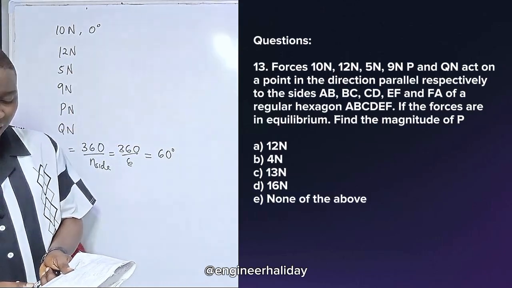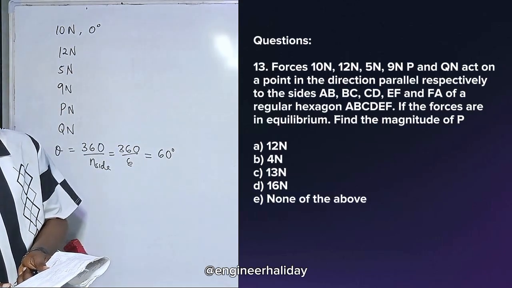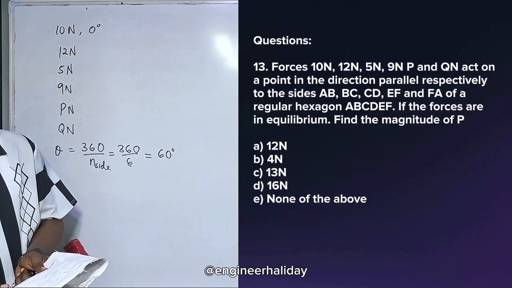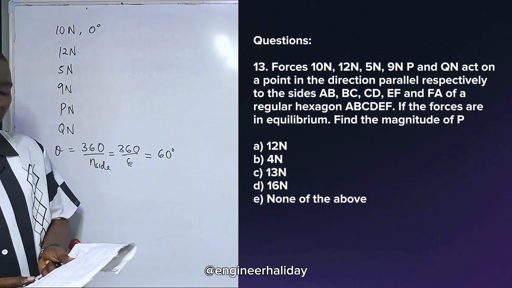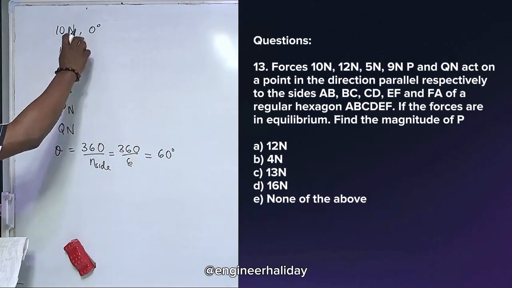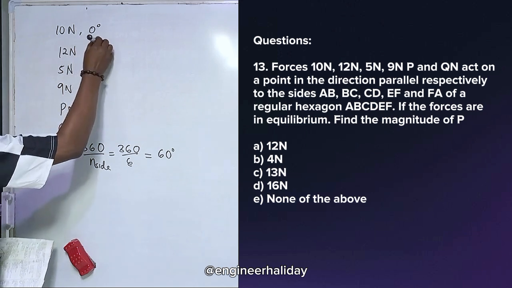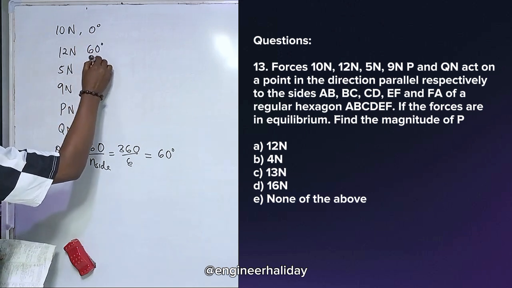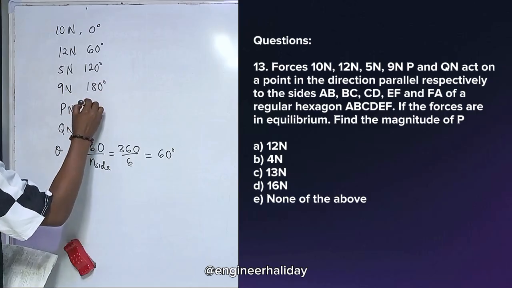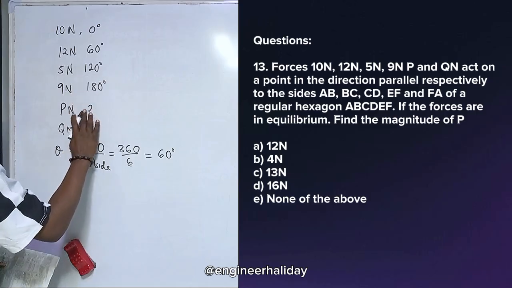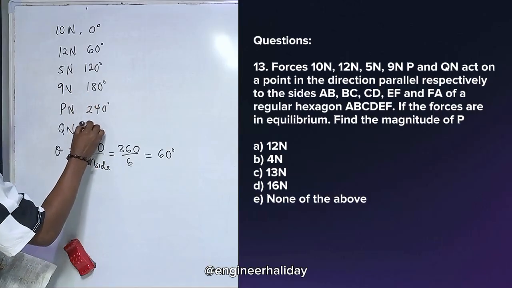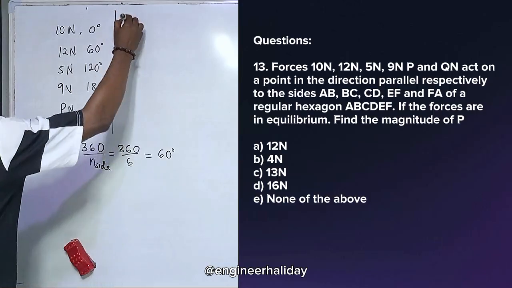Option A says 12 Newton, B says 4 Newton, C says 13 Newton, D says 16 Newton, E says none of the above. So what I want to do is give this one 0, then 60, 120, then add 60 to this other, 180, add 60 to this, 240, add 60 to this, to resolve it.